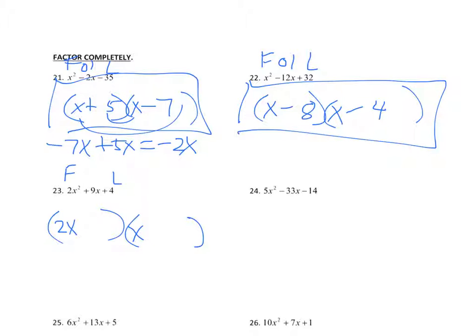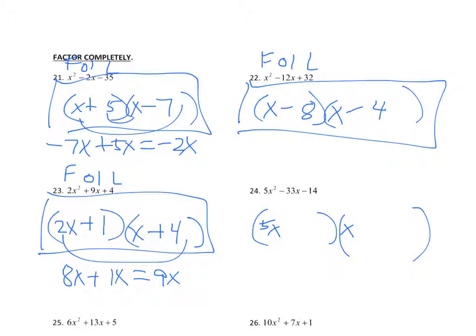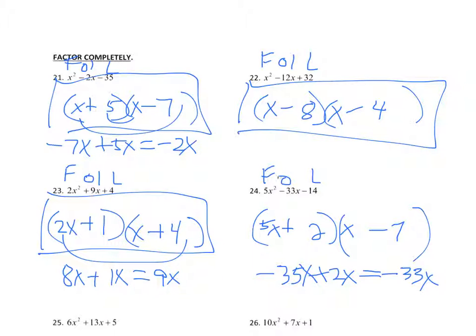To get 4, we could write 2 and 2, or if I match the 4 up here and the 1 there, now my outer will be 8x and inner's 1x, so together is the 9x, and all of FOIL works. So I have my 2 factors. In this problem, since there's no GCF, we can factor it as 5x and x for first. For last, if I match up the negative 7 with the 5 and the 2 there, I'll get negative 35x plus 2x is negative 33x, and the problem works.